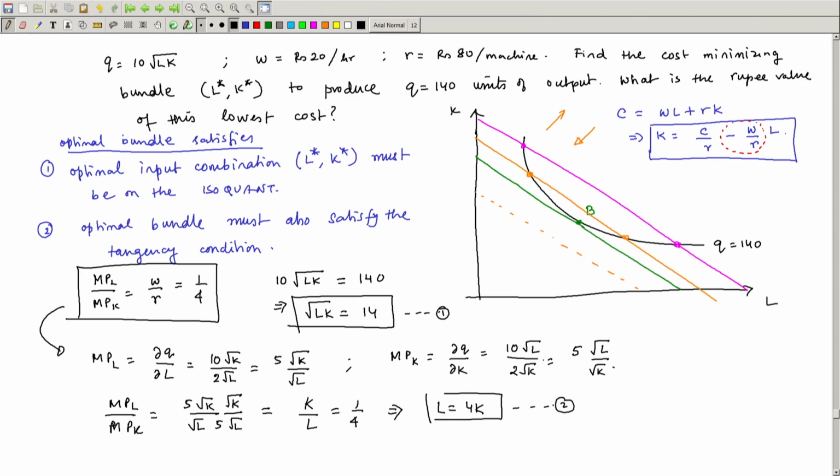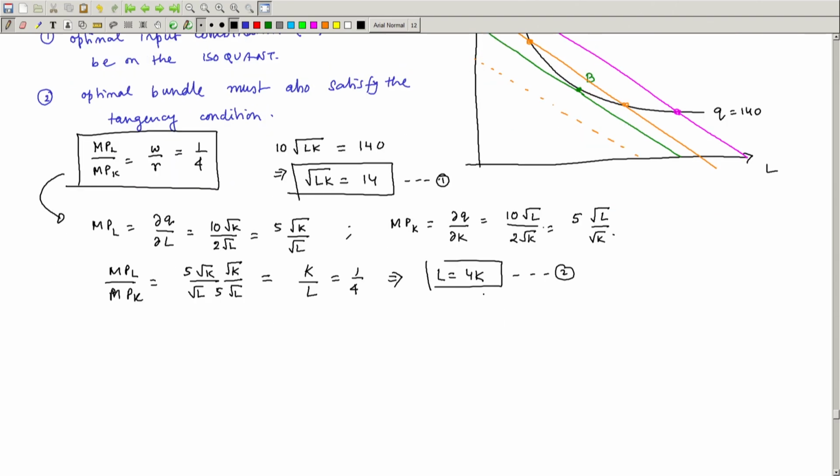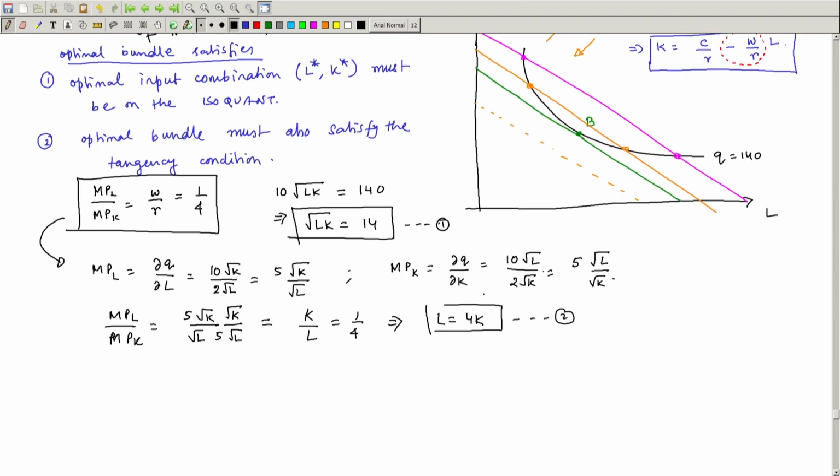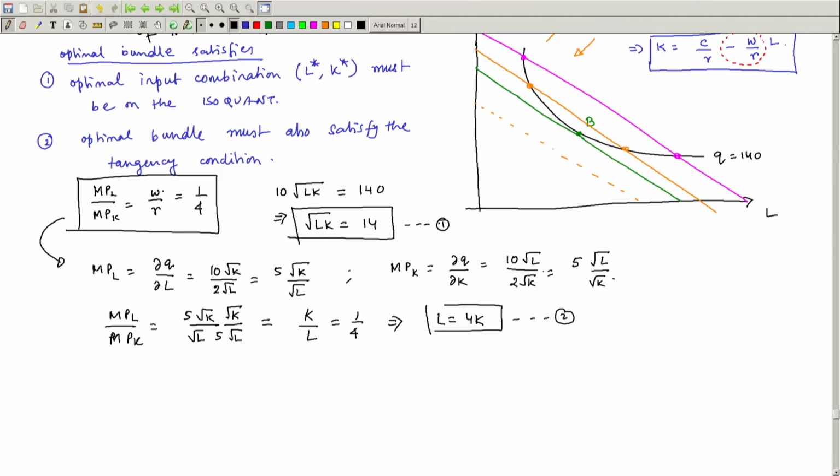Notice how we are using both these conditions. On one hand, we are saying that the optimal bundle must satisfy the equation of the isoquant, which means I must be able to produce 140 units of output. The second condition that I am imposing is that the tangency condition must be satisfied, which allows me to write that L is equal to 4K. Now notice, if the ratio W by R had changed, then this right hand side 1 upon 4 would also change. We will very soon look at a case where the input price of labor increases. We will handle that separately.